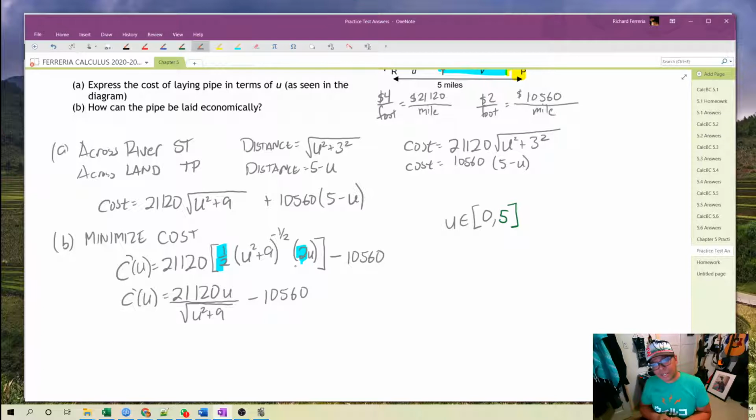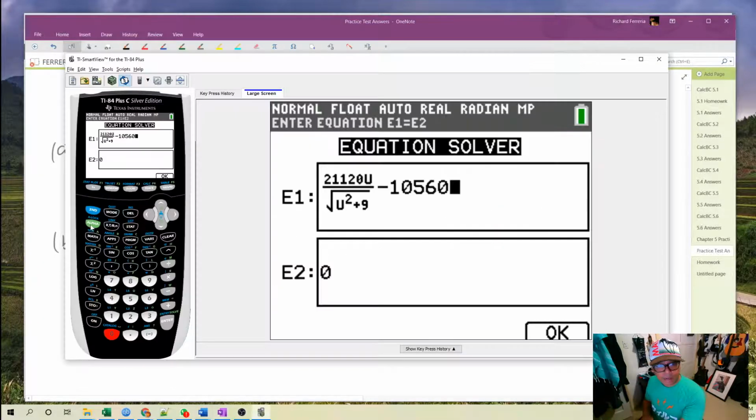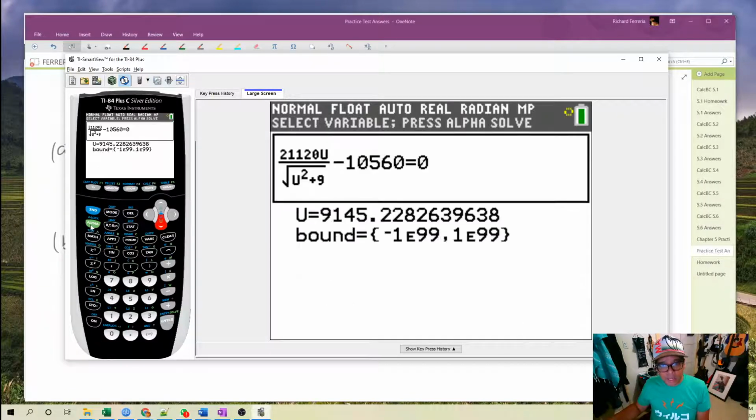So this is not something that you would be expected to solve using the methods of algebra. This is a very intense algebra question. And since this isn't an algebra class, we're going to do something different. So let's take it over to the calculator. I've already substituted that equation into the equation solver, and we just need to take a guess. u should be somewhere between 0 and 5. Let's pick 2.5.